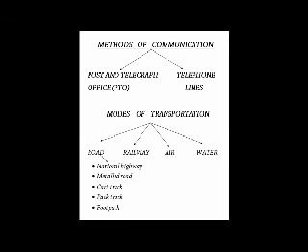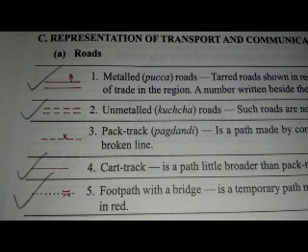Now roads can further be categorized into national highway, metal road, cart track, pack track and footpath. The type of roads show the level and development of the settlement. The absence of metal road shows that the region is not well developed. In the next picture, you can see the representation of transport and communication. The different conventional symbols are given.